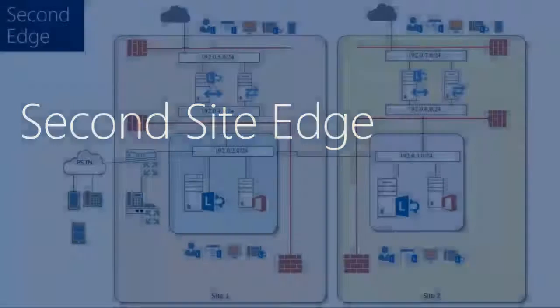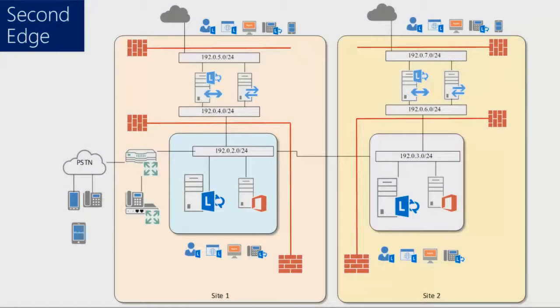All right, second site edge. Here we've now added to our basic setup, what we were running before, a second site, and we've added a second edge to it. So what are the implications here? Well, we added two more firewalls and two more subnets. In the world of HA and DR, we now have the ability to come up live on this second edge as a full service in case the first one goes down.